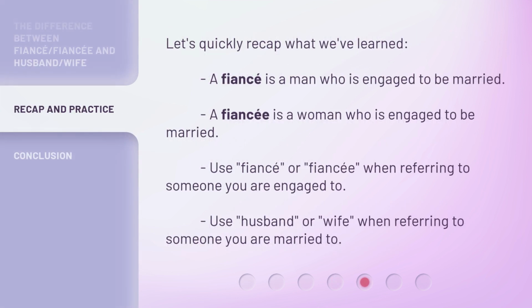Let's quickly recap what we've learned. A fiancé is a man who is engaged to be married. A fiancée is a woman who is engaged to be married. Use fiancé or fiancée when referring to someone you are engaged to. Use husband or wife when referring to someone you are married to.